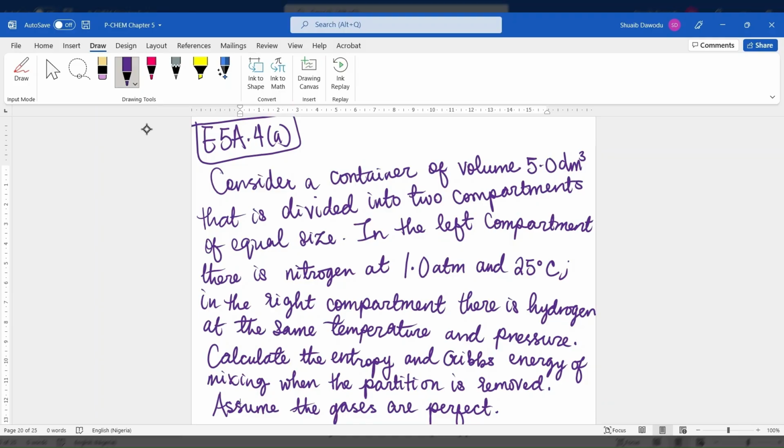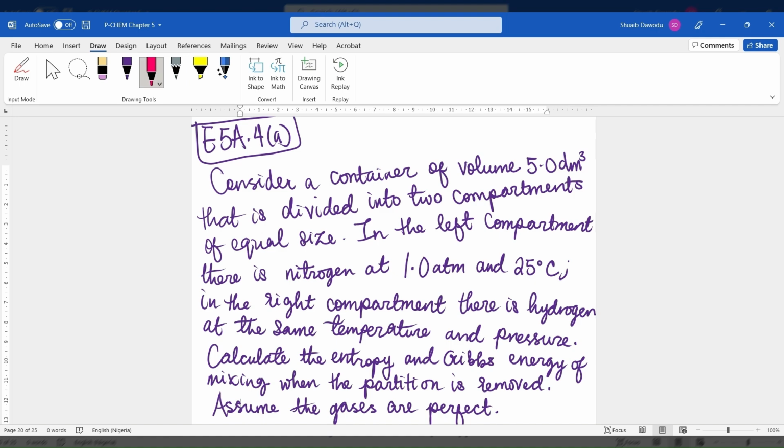So today we're going to be working on the question on the screen that says: consider a container of volume 5.0 dm cube that is divided into two compartments of equal size. In the left compartment, there is nitrogen at 1.0 atmosphere and 25 degrees Celsius. In the right compartment, there is hydrogen at the same temperature and pressure. Calculate the entropy and Gibbs energy of mixing when the partition is removed. Assume the gases are perfect.